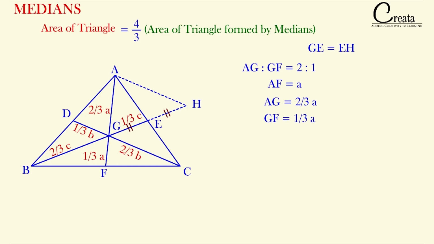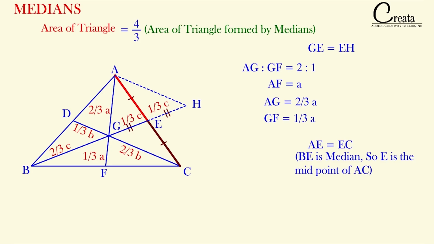Further, just now we took GE equal to EH, and we know GE is equal to 1/3C. It means that EH will also be equal to 1/3C. Further, AE is equal to EC. Why? Because BE is a median, and a median joins the vertex to the midpoint of the opposite side. So E is the midpoint, and we can say AE is equal to EC. If we take the triangle AEH and triangle GEC, okay, two triangles are there. Just now we have seen AE is equal to EC and GE is equal to EH, both equal to 1/3C.